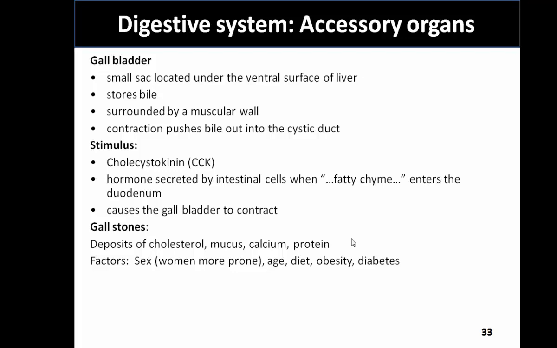There are some factors that are statistically related to predisposition to gallstone formation. Women seem to be more prone to gallstone formation than men. Older individuals, a high-fat diet, obesity, and diabetes are all factors that are statistically related to gallstone development in that gland.